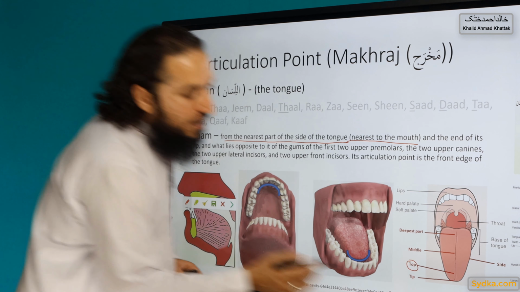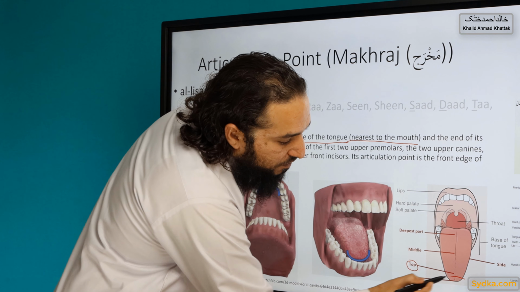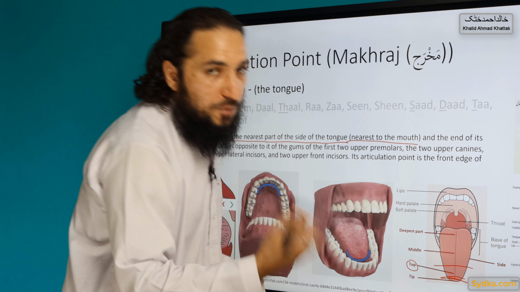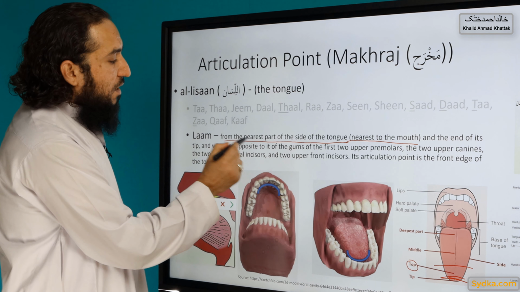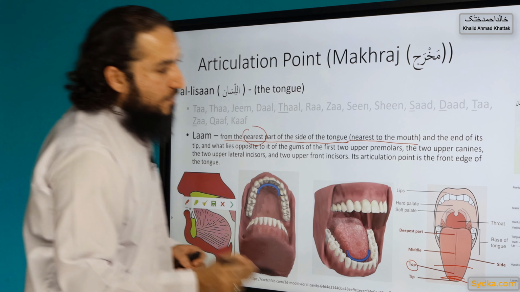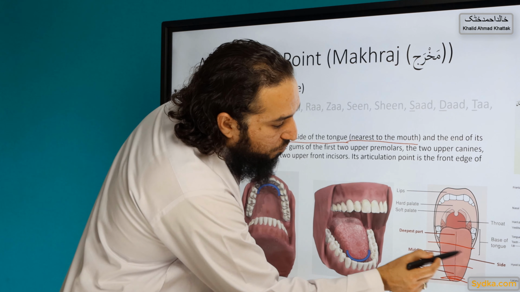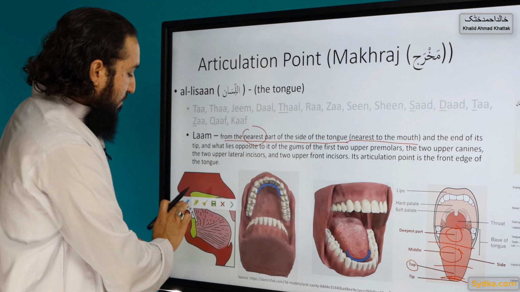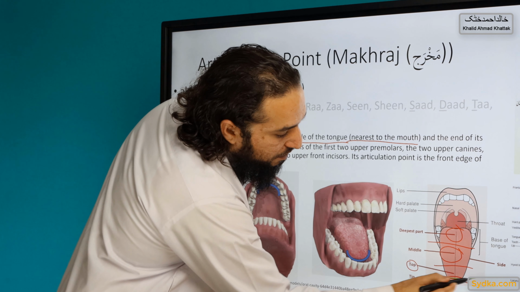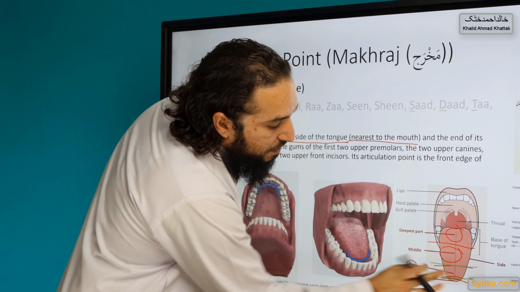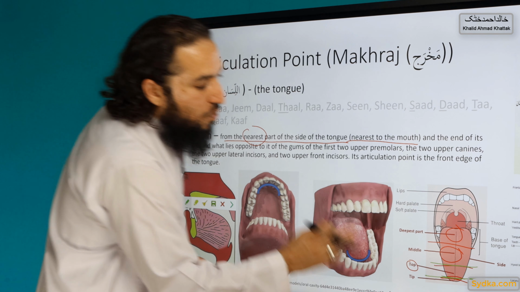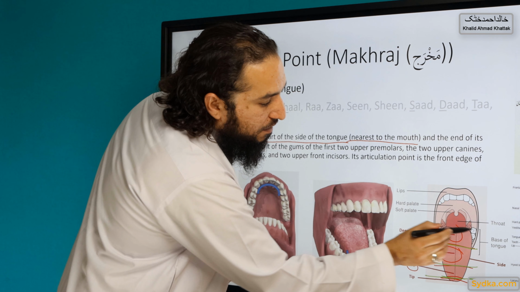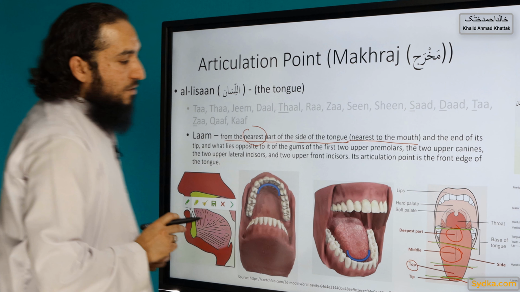So again, we divide the tongue into a few parts. The first part would be the tip of the tongue, and then we have the top of the tongue, which is called the nearest part as well. Then the other one would be the middle of the tongue, and this is the deepest part of the tongue. So the first one is the tip, this one is the top or nearest part, this is the middle part, and this is the deepest part of the tongue.